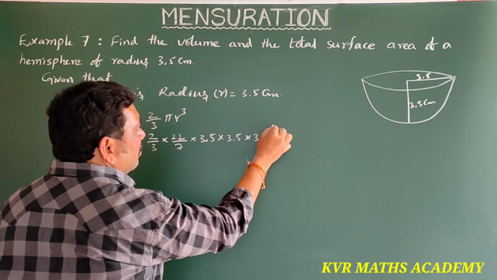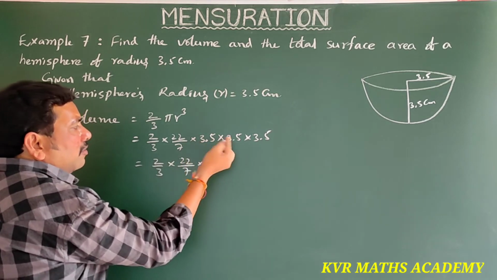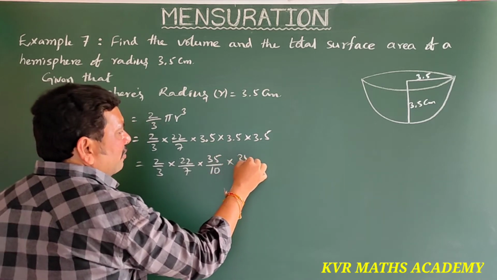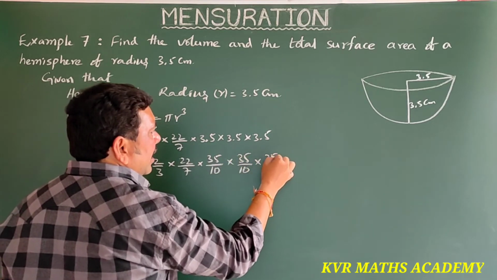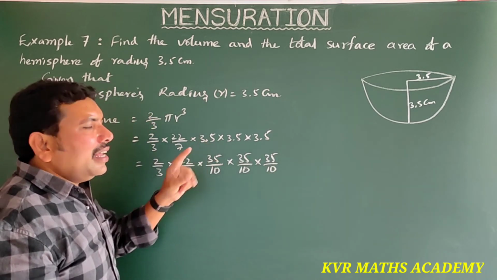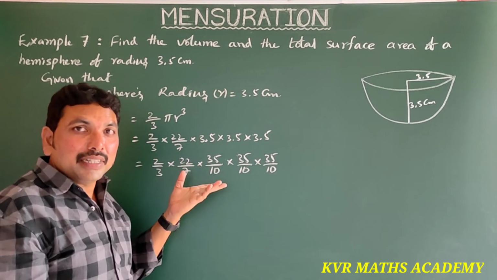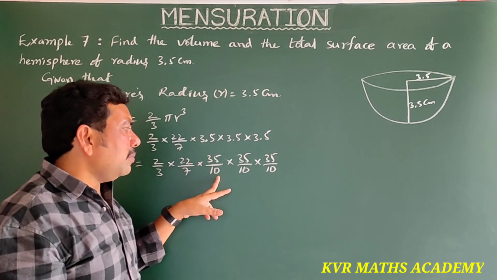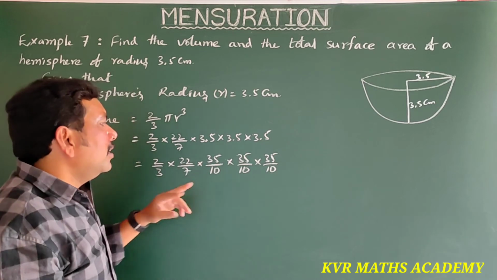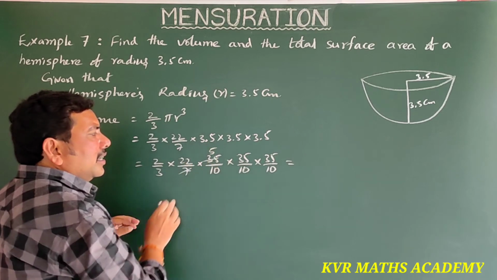3.5 into 3.5. So that is equal to 2 by 3 into 22 by 7 into, for better calculation, write like this: 35 by 10 into 35 by 10 into 35 by 10, right? Why? Because after the point there is only one digit, so that's why I kept 10 only. If it has two digits after the point, we have to keep 2 zeros, which means 100. Understood? So that is equal to, now cancel: 7 5s are 35.